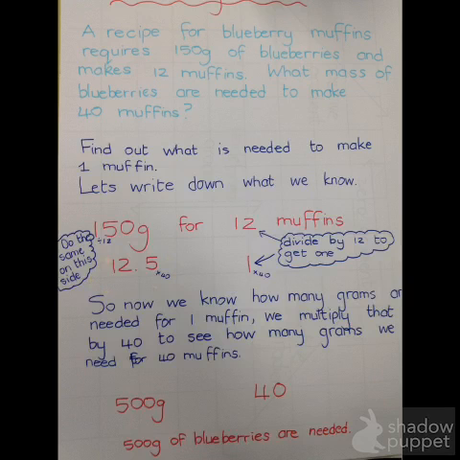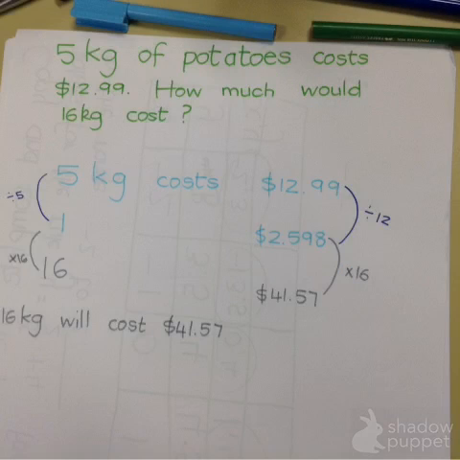So if we need to make 40 muffins, what do we do to that one to make it 40? We multiply it by 40. So we multiply that by 40, and we get 500 grams. Okay, so therefore our answer, I want you to show your working out like this, put that underneath it, and then I want you to write a sentence. 500 grams of blueberries are needed. Let's go to one more example.